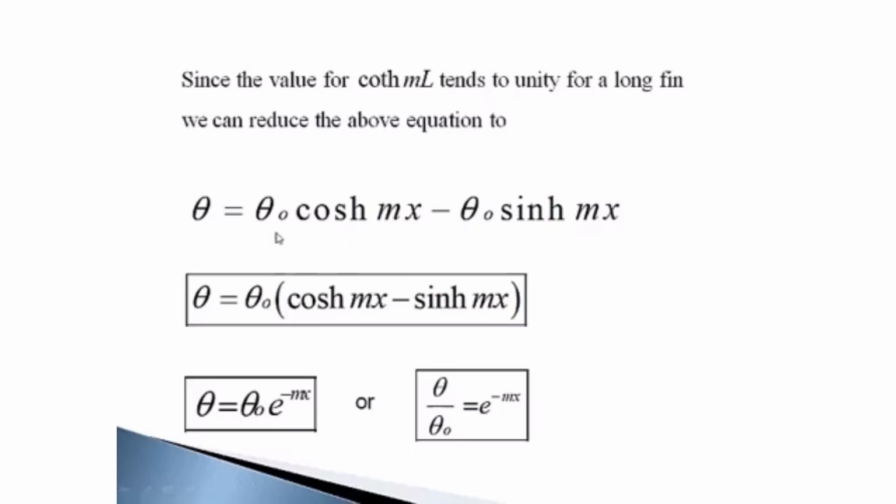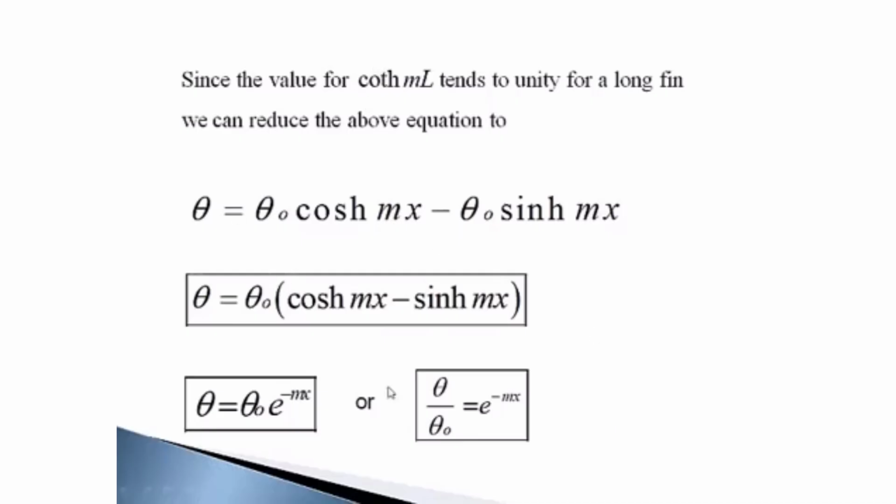I'll take theta 0 outside. You get theta 0 into cosh mx minus sinh mx. Now cosh mx minus sinh mx is e raised to minus mx. This is from mathematics. So you get theta is equal to theta 0 e raised to minus mx. And you can rearrange: theta by theta 0 is e raised to minus mx. So this is the equation for a long fin.